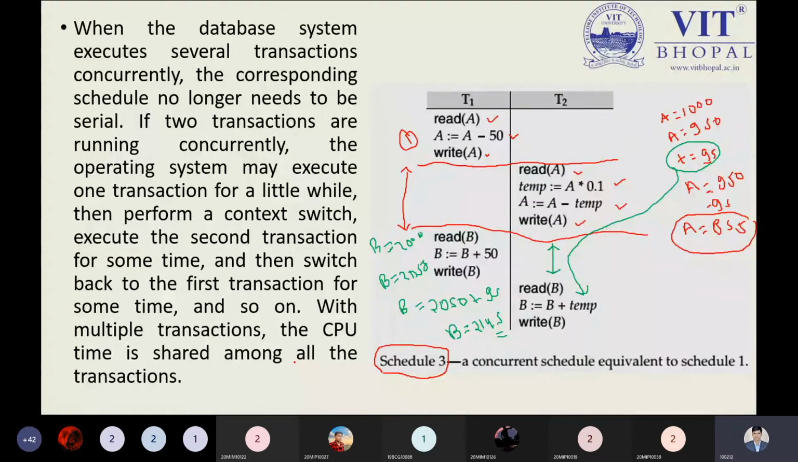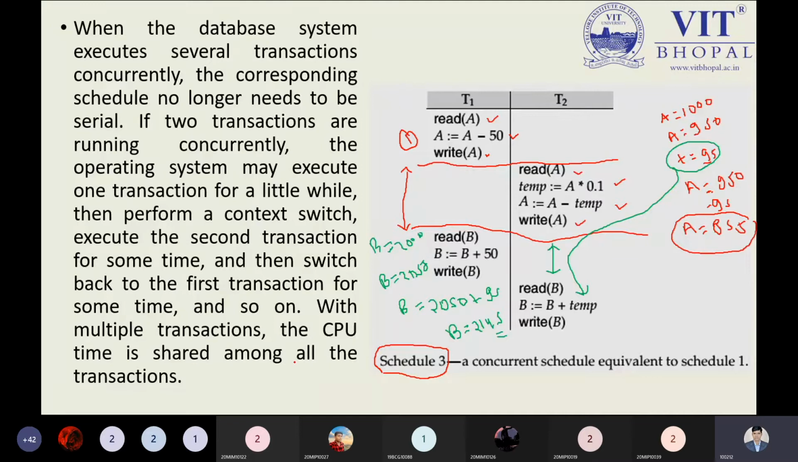Now, is the concurrent execution clear to all? What is happening over here? Now it is clear. What is the final value of A and what is the final value of B? Yes, sir. Okay, anything you need to ask here? Please ask. Anyone who needs to ask any question over here? No. Okay, so I'm moving back to my previous slide.